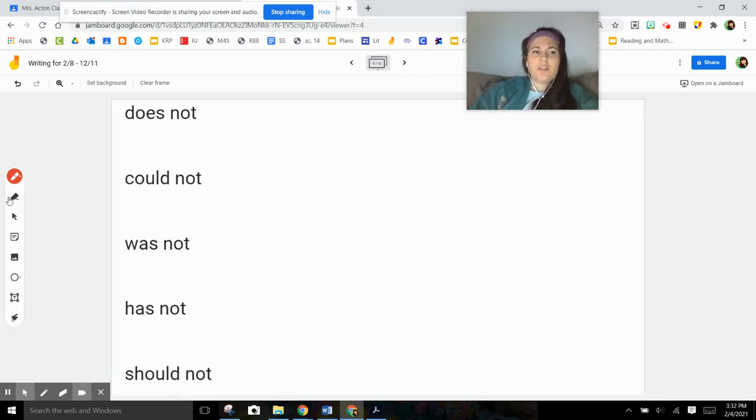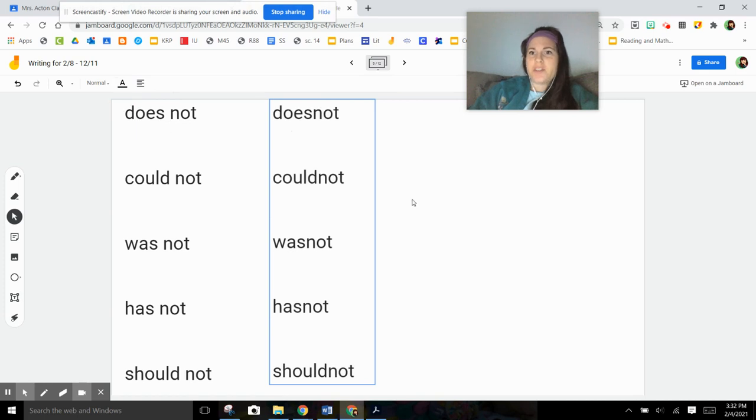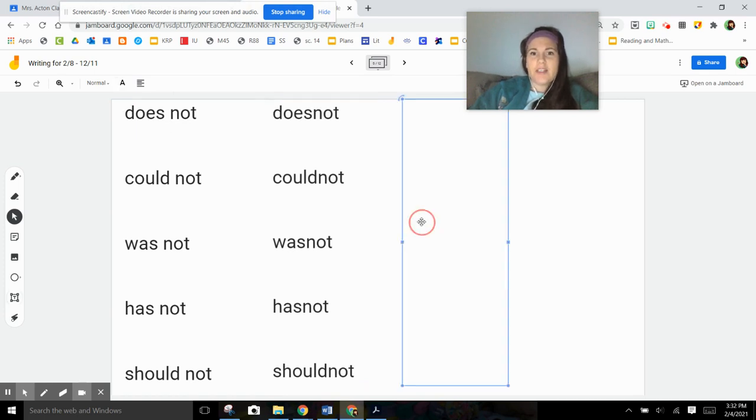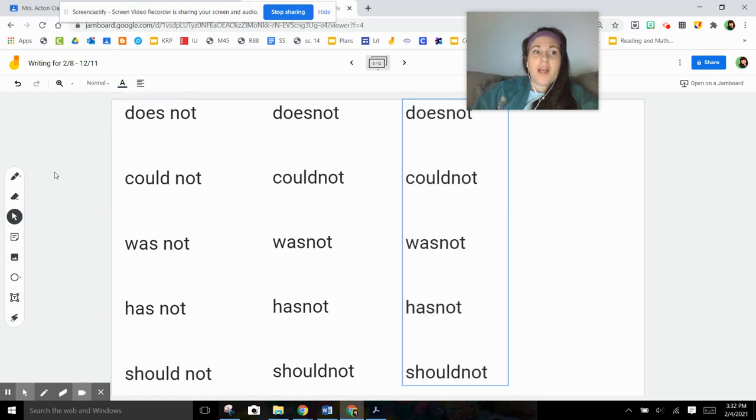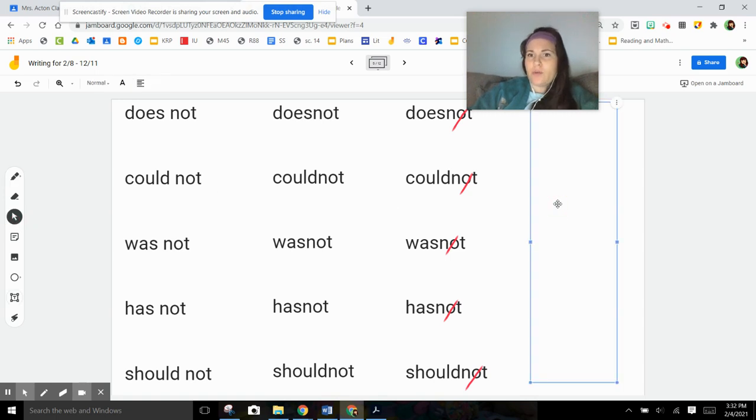All right, so here's some more that are a little bit bigger. Does not, could not, was not, has not, and should not. The first thing that we do, you guys know this, we smush them together because we're making them into one word. What's the next thing that we do? We're taking away that O. That O does not exist anymore. And as I'm taking away the O, I want you to think about what we're going to replace the O with. Something's going to take over that O's place.